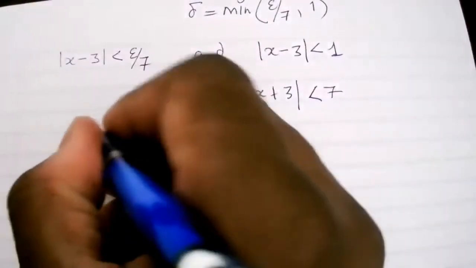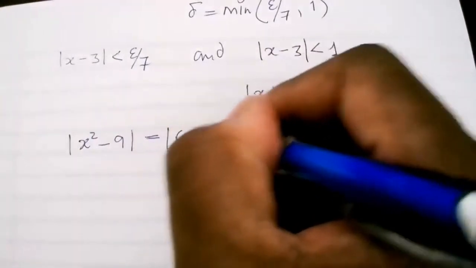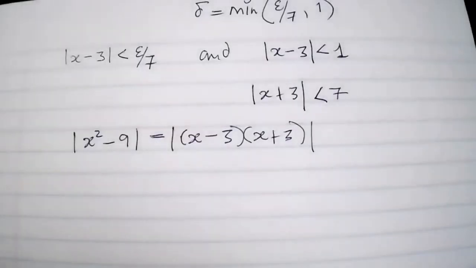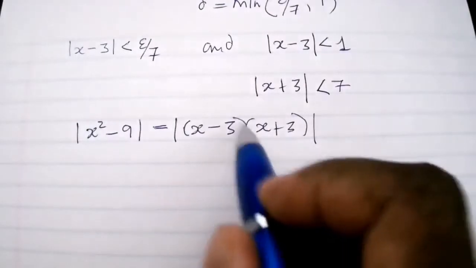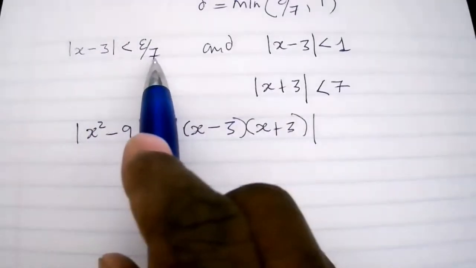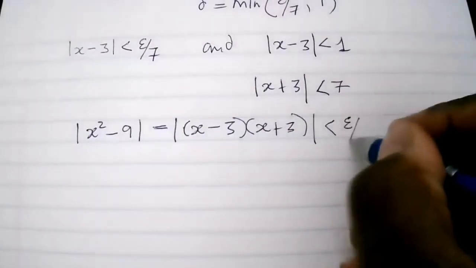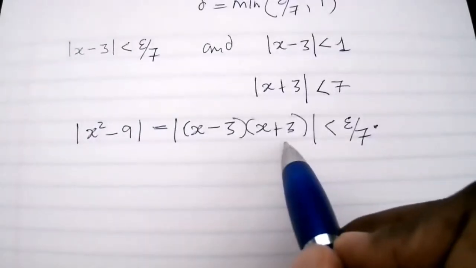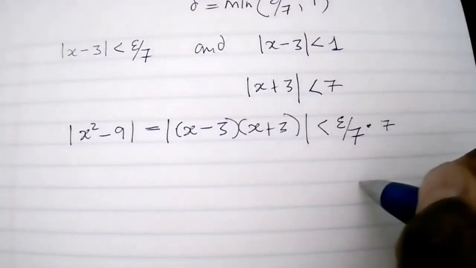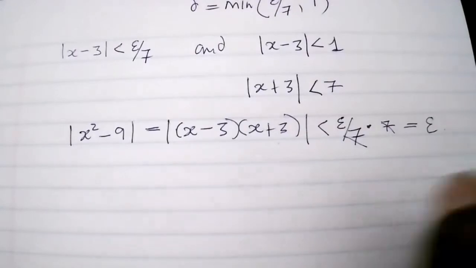So let's go back now to our f(x) minus L. Remember what we did the first time. We factorized this thing here. So now we need to find the values. This one is less than epsilon over 7, and this one is less than 7. So what does the 7 in the numerator and the 7 in the denominator do? They cancel each other out. And voila, what do we get?